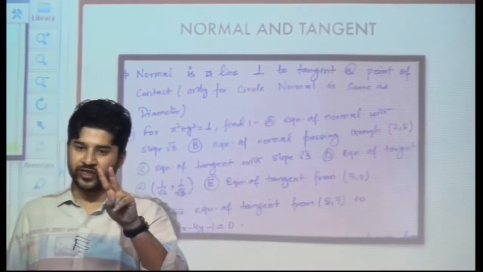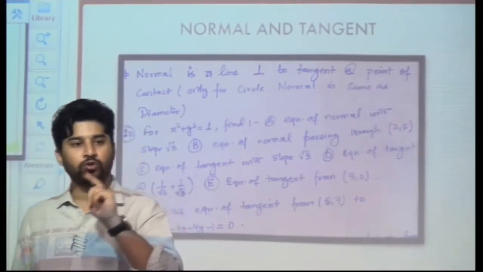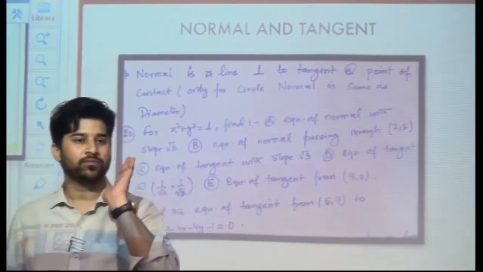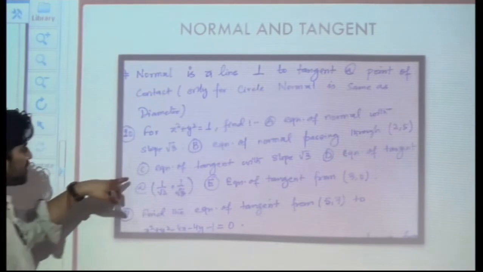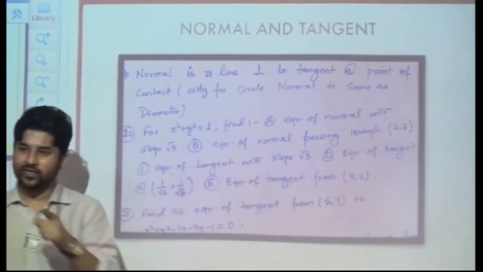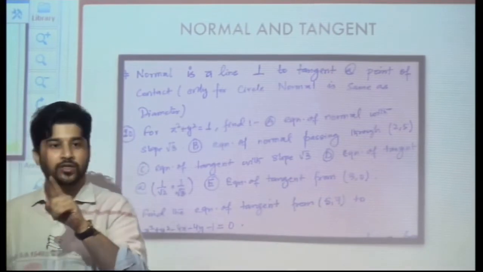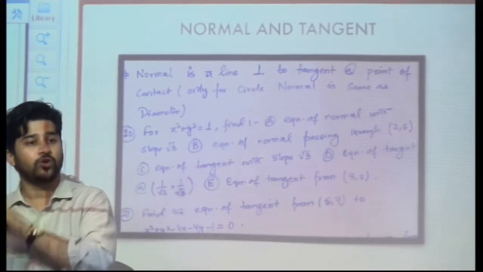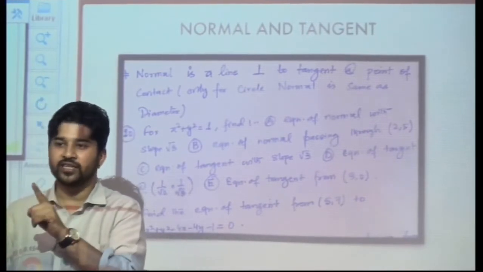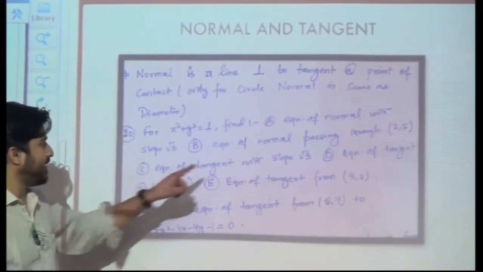Two points are sufficient to write the equation of a line, because through two points you can find the slope, and one of the points you will take and answer it. Third question, equation of tangent with slope √3. Again you know the condition for tangency: c square is equal to a square into 1 plus m square. So you can find your c.